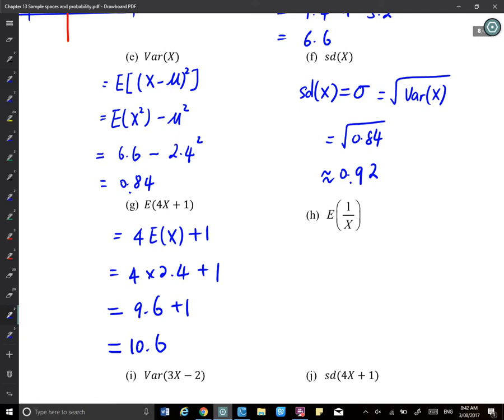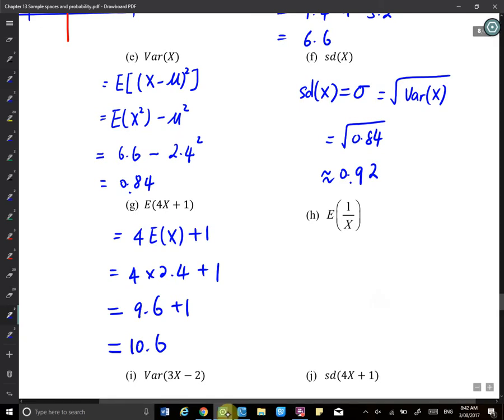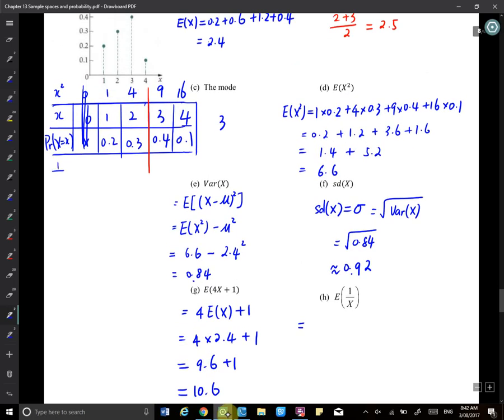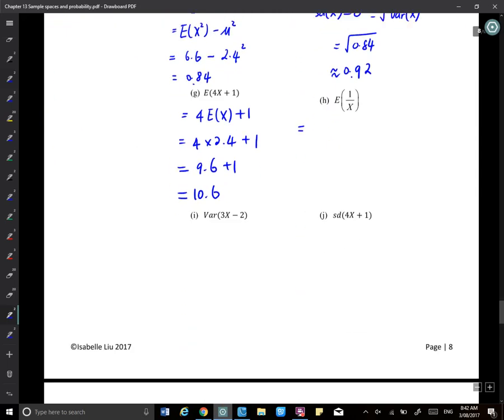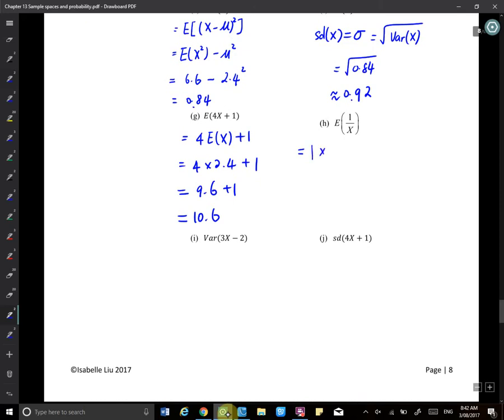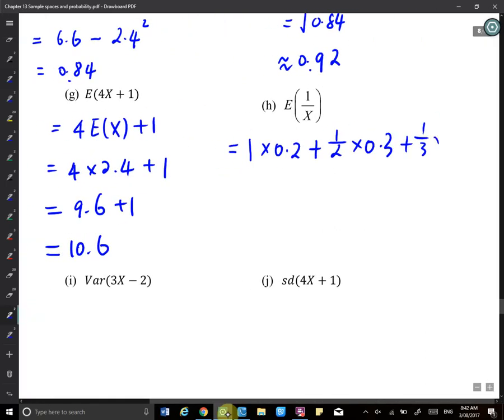Okay, and I have 1 over x. So I will find the 1 over x values first. I will have 1, a half, a third, and a quarter, and times the probability. So 1 times 0.2, half times 0.3, a third times 0.4, and a quarter times 0.1.